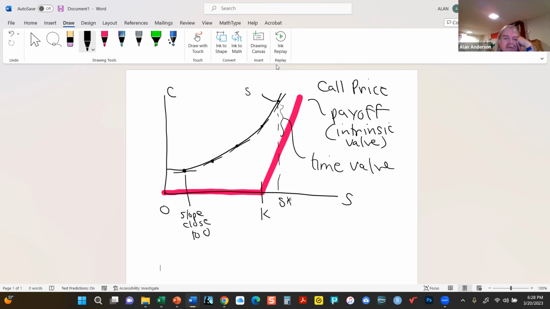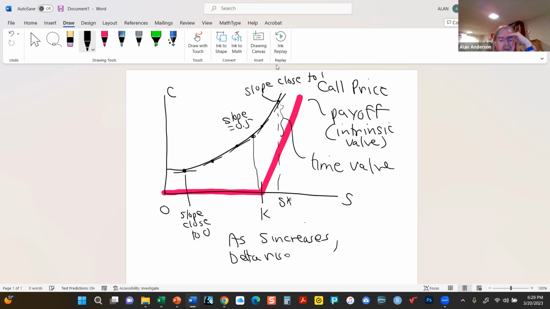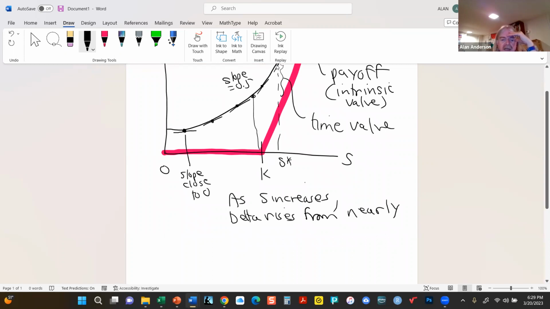Up here, the slope is close to 1. Right about here at the money, it should be right around 1/2. I may not have drawn this very well, but the slope right about there is going to be very close to 1/2. So in other words, as we move further to the right, as S increases, the delta rises from nearly 0 to just about 1. It's not exactly, it's getting close.